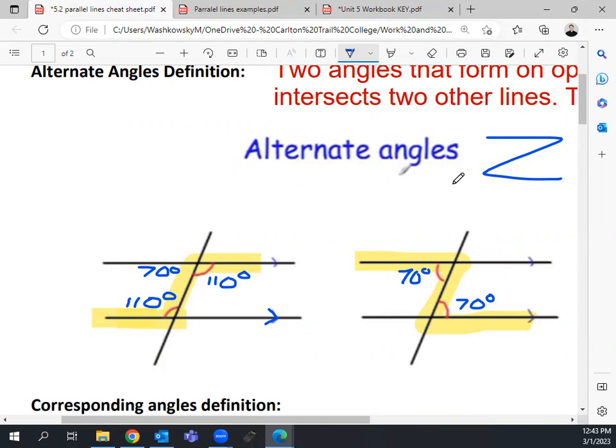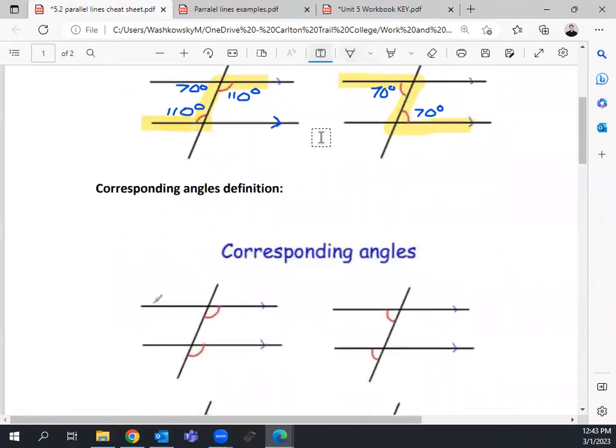So we have a Z here, right? You have a Z, that means you have alternate angles, that means those angles are the same. So now I'm going to go down to these corresponding angles.